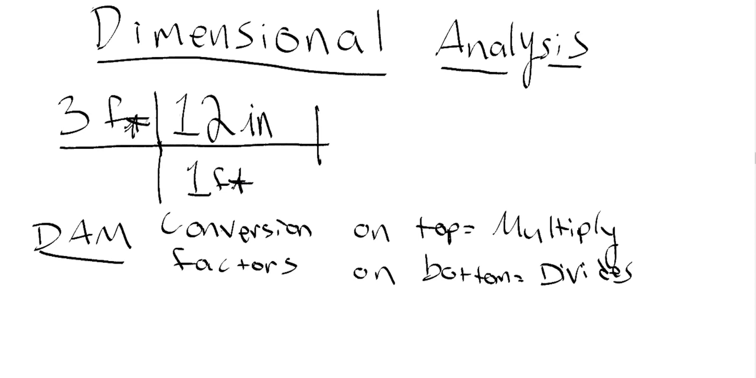So 3 feet times 12 inches over 1 foot, the feet cancel out, and what you're left with is 3 times 12 inches. Well, that's 36 inches.